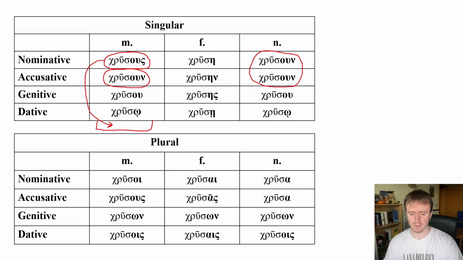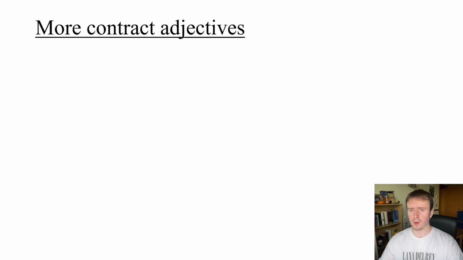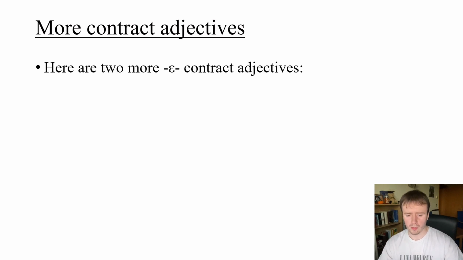As I was just saying, contract adjectives differ from normal 2-1-2 adjectives in just those 3 ways I've mentioned. So if you just remember those 3 points of difference, you'll be able to decline any contract adjective. Before we do some practice with these, let me introduce some more contract adjectives. Here are 2 more epsilon contract adjectives.